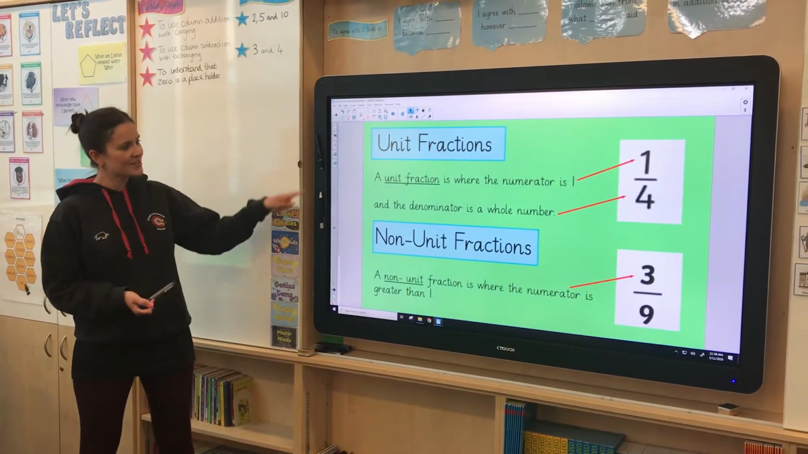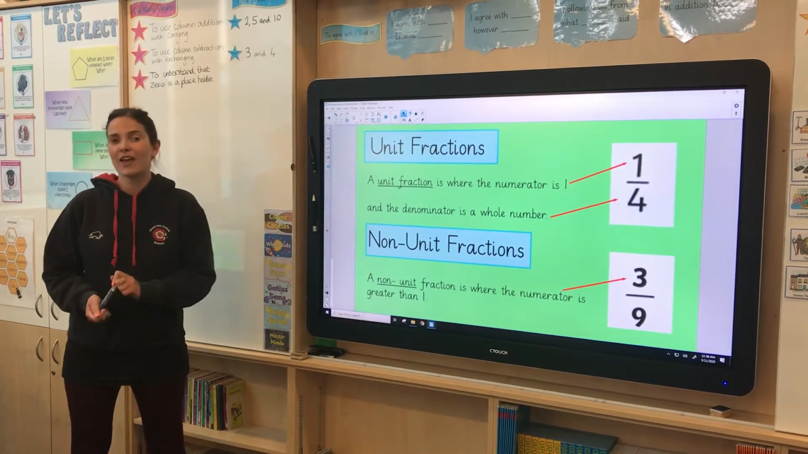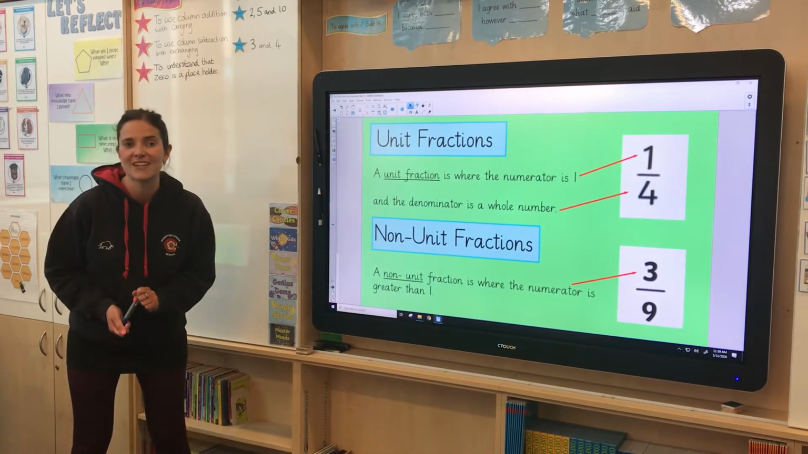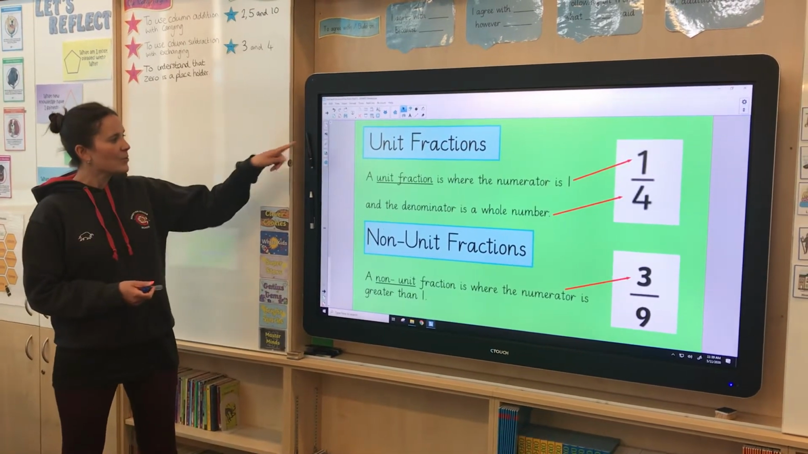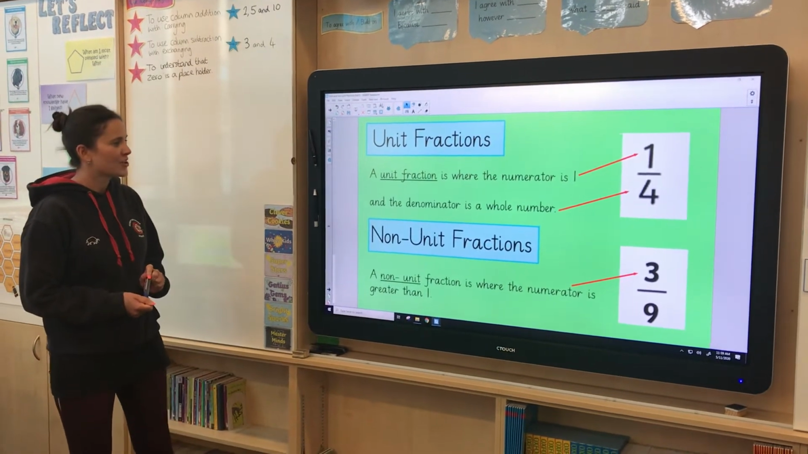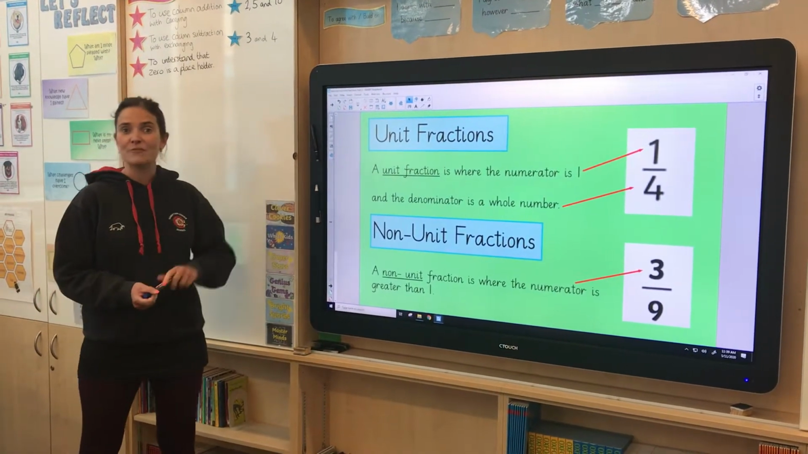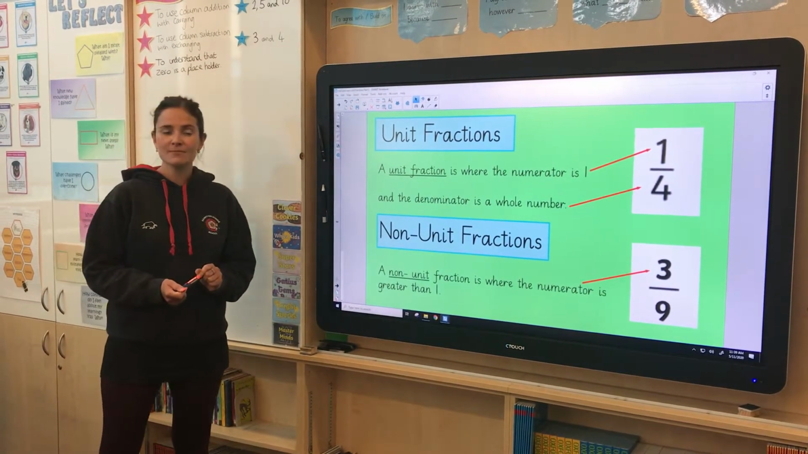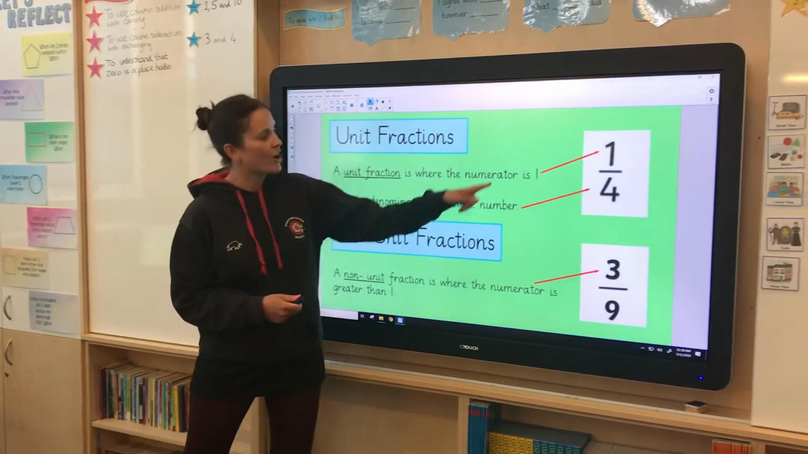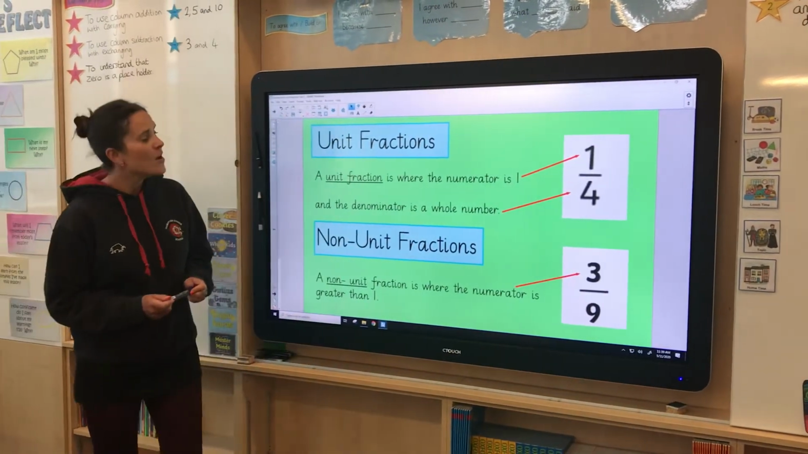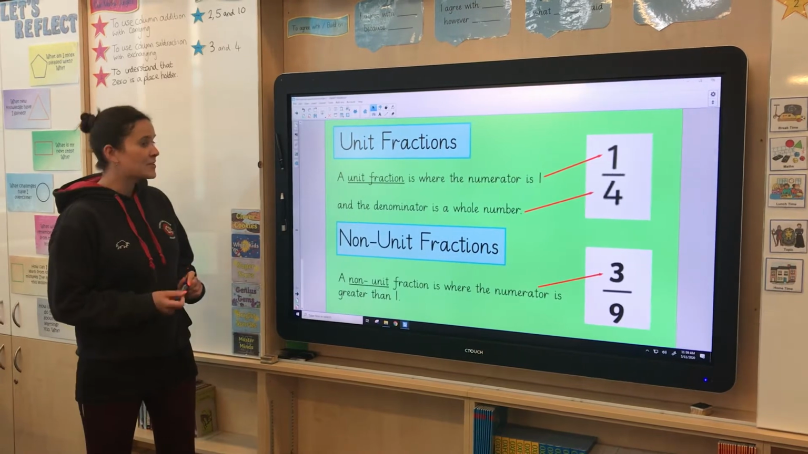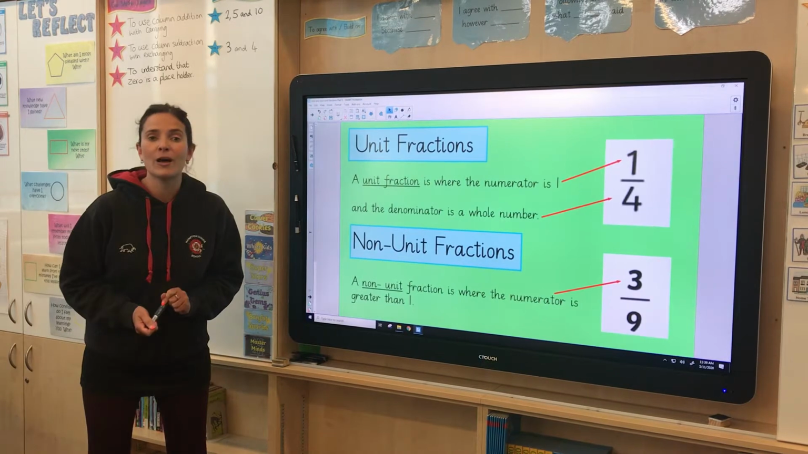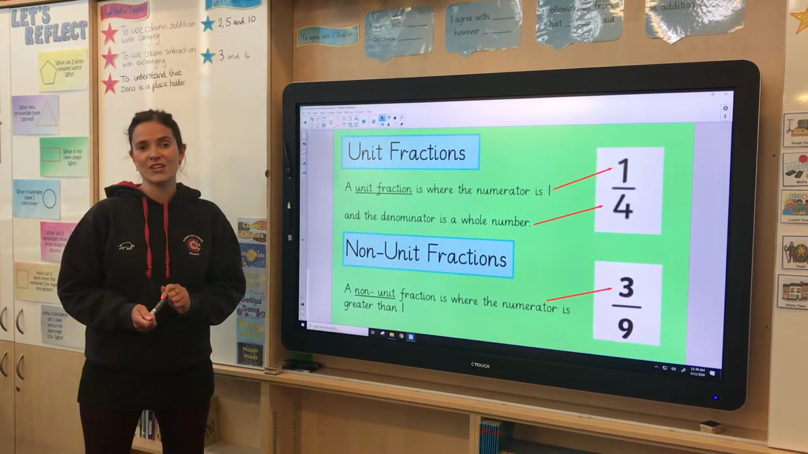So this first slide we're going to look at is just a bit of vocabulary for you, and you're going to be needing this vocabulary over the next couple of days. Here we have the term unit fractions, and what you need to know is that a unit fraction is where the numerator is 1. As you can see over here, this top number is called the numerator. When the numerator is 1 and the denominator, which is the bottom number in the fraction, is a whole number, we call that fraction a unit fraction.